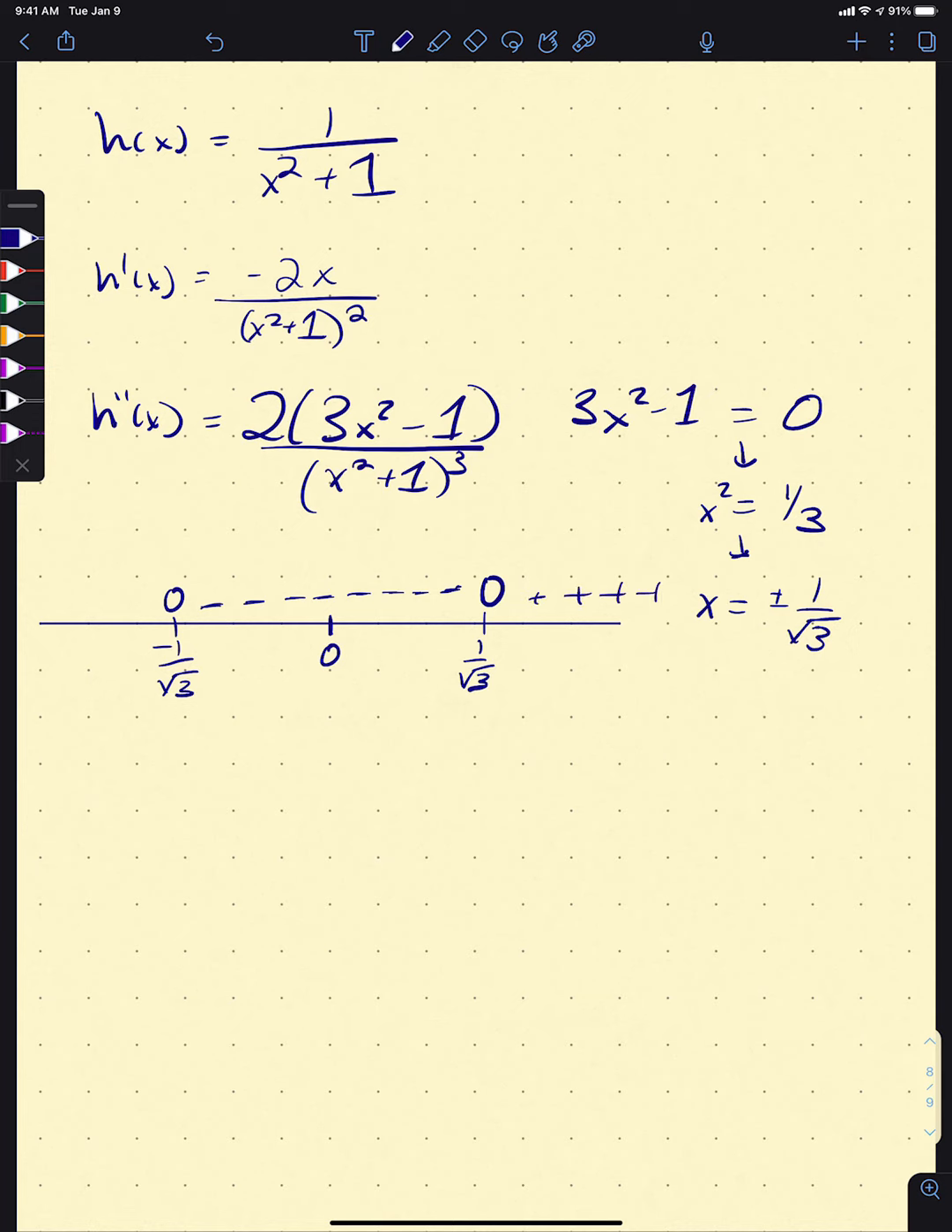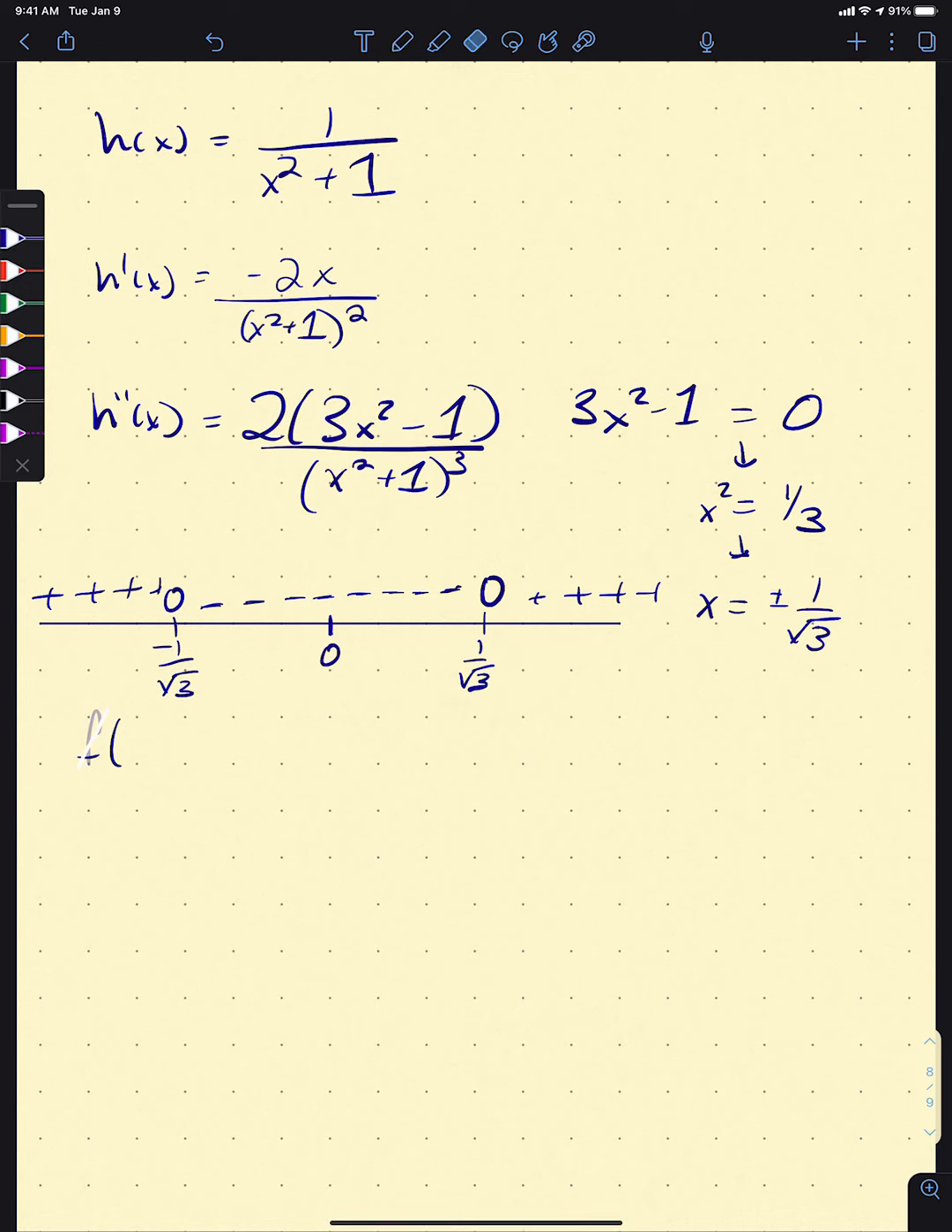So we're positive here. Likewise, when we pick negative 1, this is also going to be 3 because the square is going to get rid of it. The denominator is always positive. And we're positive here as well, right? Now we need to check that our function is actually defined at these points, right?